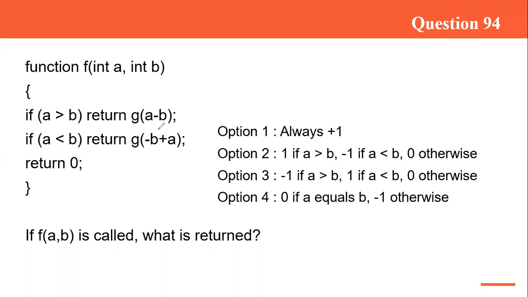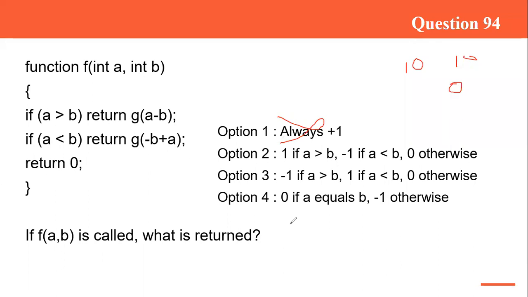Just think. If I take 10, 10, what will be the answer? 10 greater than 10, false. 10 less than 10, false. Return 0. So if I take the same numbers, the answer is going to be 0. That is for sure. So it will not be always 1 for sure. The first option is never the answer. Now let us think of the other options.